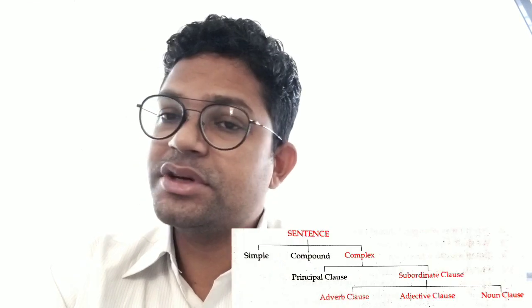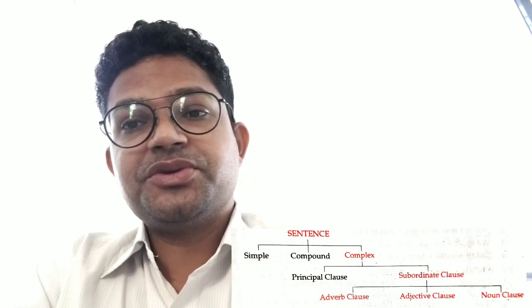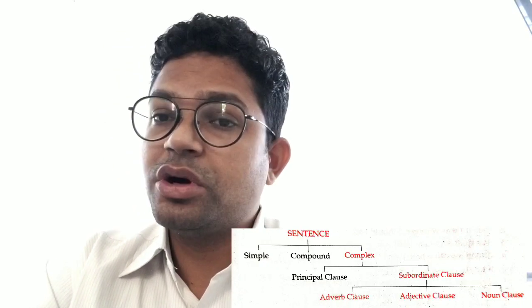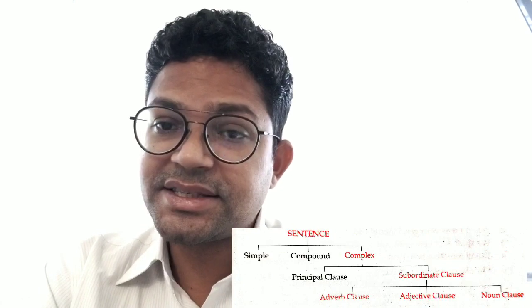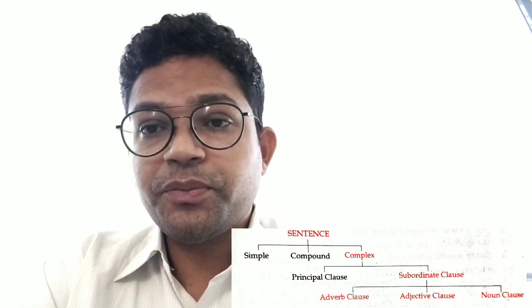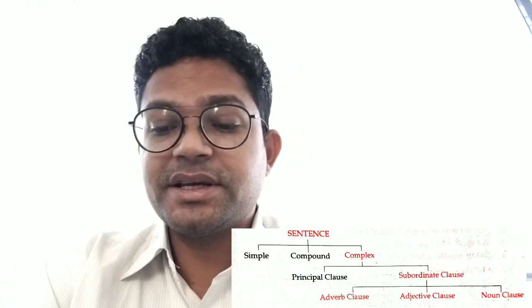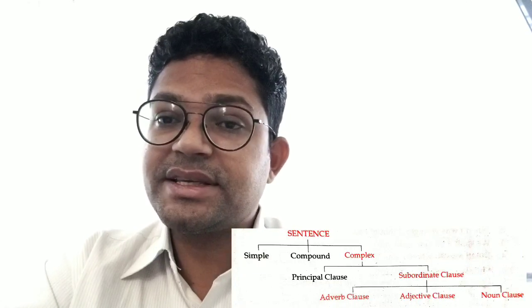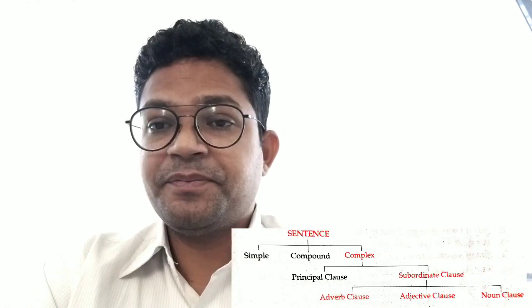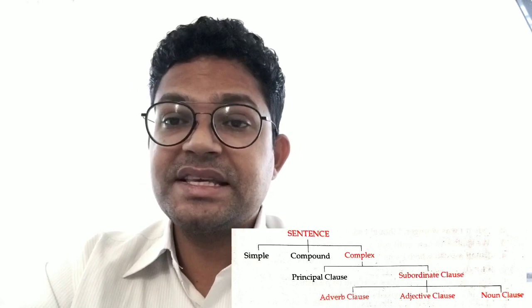Today we are going to learn a very important grammar topic, which is clauses and their types. But let me tell you, students, first of all, when you want to understand what a clause is, you must understand what a sentence and its types are. So, in the classification of sentences, we have three types: number one is simple sentence, number two compound sentence, and number three complex sentence. You can see here in the chart we have simple, compound and complex sentences.